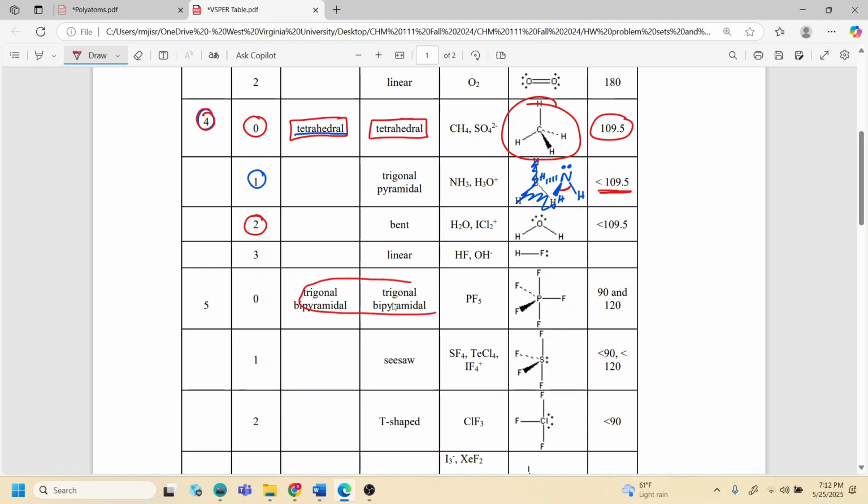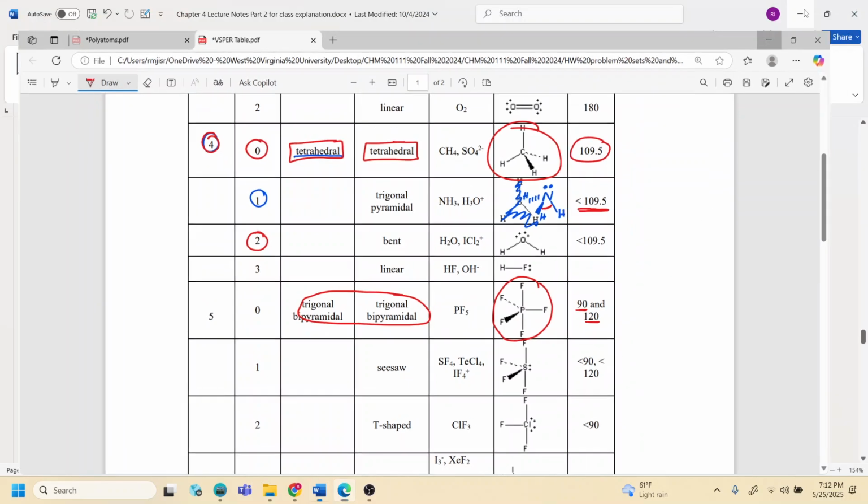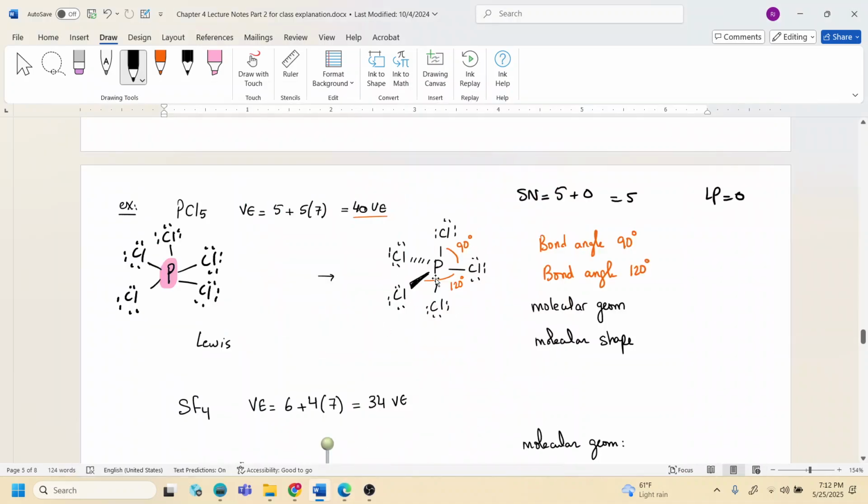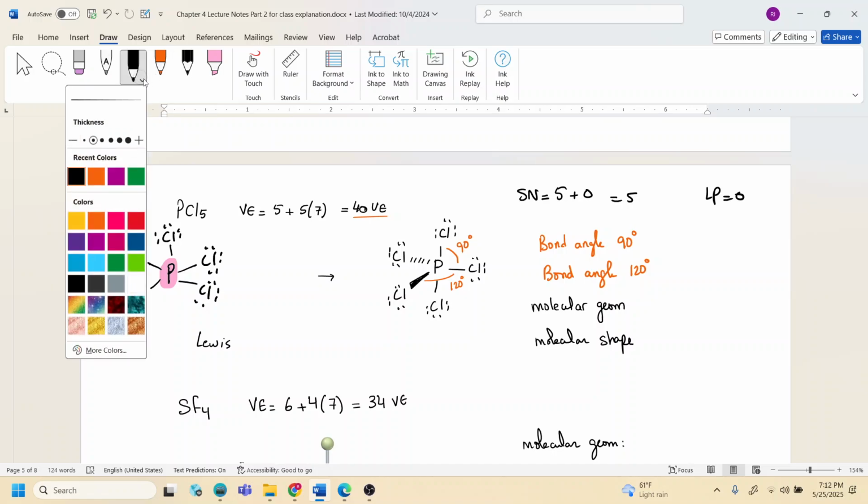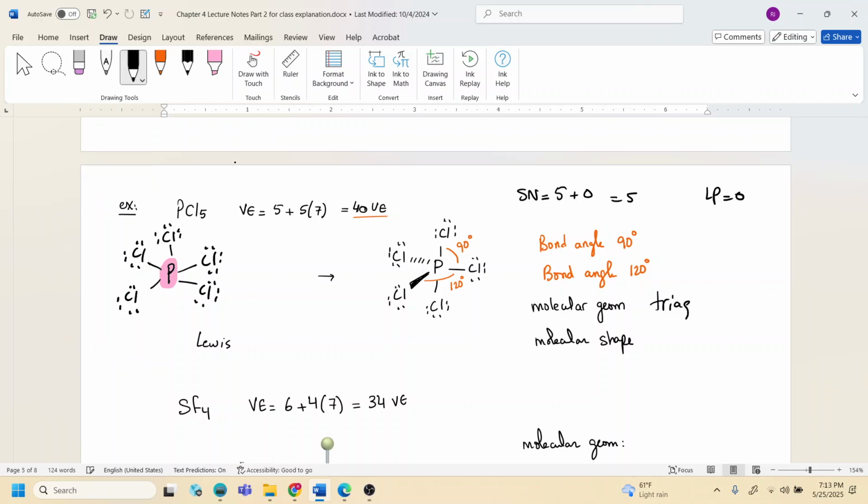It's a trigonal bipyramidal, and this is how it's going to look. And we have two bond angles. We have a bond angle which is 90 and another bond angle which is 120 degrees. Okay, so this is again how you draw it in there. You don't have to memorize anything, you have the table. So the molecular geometry for this one is going to be trigonal bipyramidal, and the shape is going to be the same.